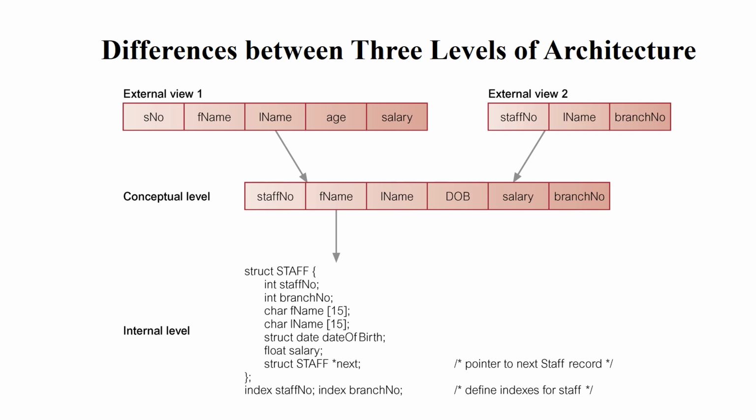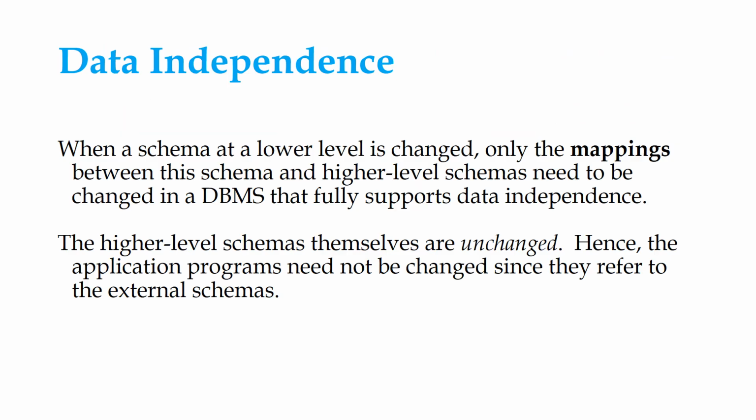This sort of independence has been given in DBMS so easily. That is a major advantage. That is why we moved from file system to database management system. That is the reason why we use databases in many cases. The data independence says that when a schema at a lower level is changed, only the mapping between the schema and the higher level needs to be changed in the DBMS, not the other aspects. The higher level schemas themselves are unchanged, because the programs that we write for the database should not be changed whenever I change the data structure, the file organization, or the schema of the database. The application program should not change very often.